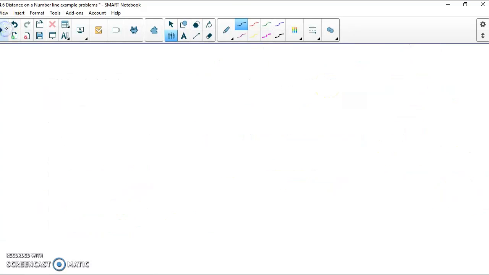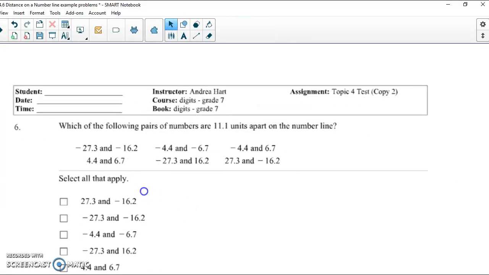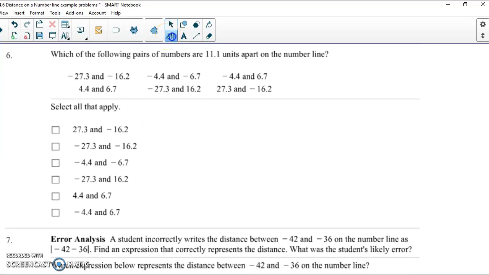All right, I think you're getting the hang of it, but let's try a few more. Let's pull this up here. Okay, which of the following pairs of numbers are 11 and 1/10 units apart on the number line? So basically, when I subtract these two numbers, is the absolute value of the difference between them 11.1? So let's try out this first one.